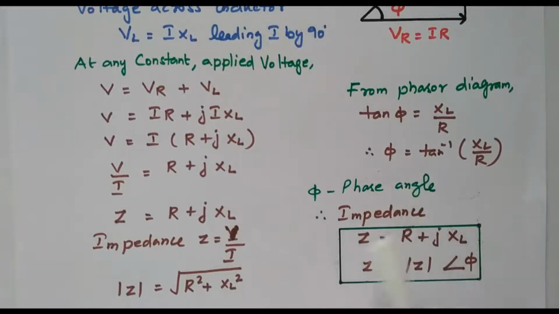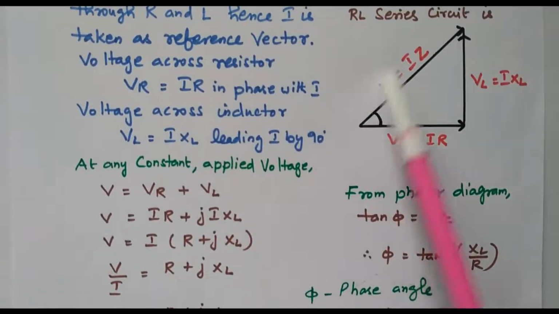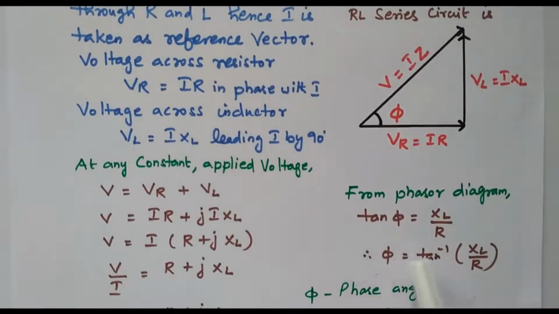There are two forms available, the rectangular form and the polar form. We'll see that. For that we need an angle. From this phasor diagram, we can calculate tan phi. Tan phi equal to opposite side by adjacent side, that is IXL divided by IR. The I's cancel, so XL by R. So phi equal to tan inverse XL by R. The angle between the voltage drop across the resistor and inductor is tan inverse XL by R.